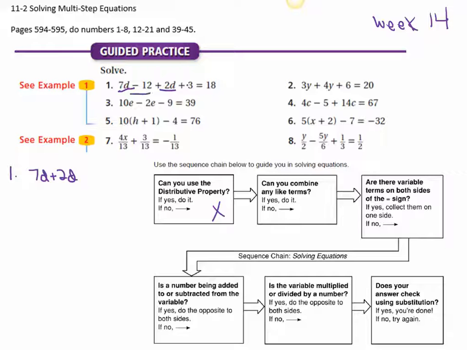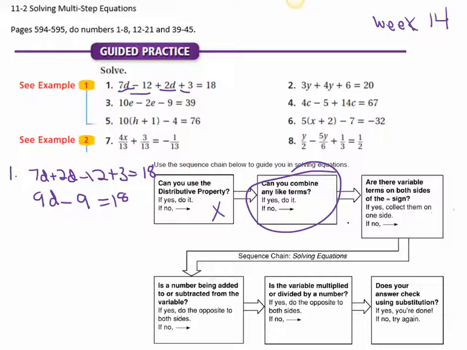And we also have minus 12 plus 3. I'm just rewriting them so the like terms are next to each other. And that was equal to 18. So we're going to do this step of combining our like terms. So 7d plus 2d is 9d. Minus 12 plus 3, that's a negative 12 plus 3 would be minus 9. And that's equal to 18.